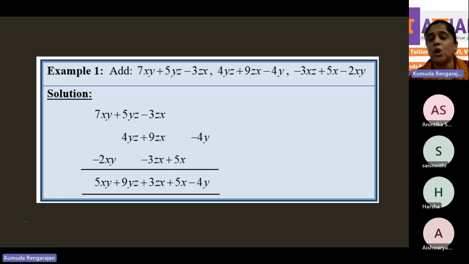So this is how the vertical method of finding the sum of 2 or more expressions works. You need to place the like terms one below the other. And this is exactly what you have to do.